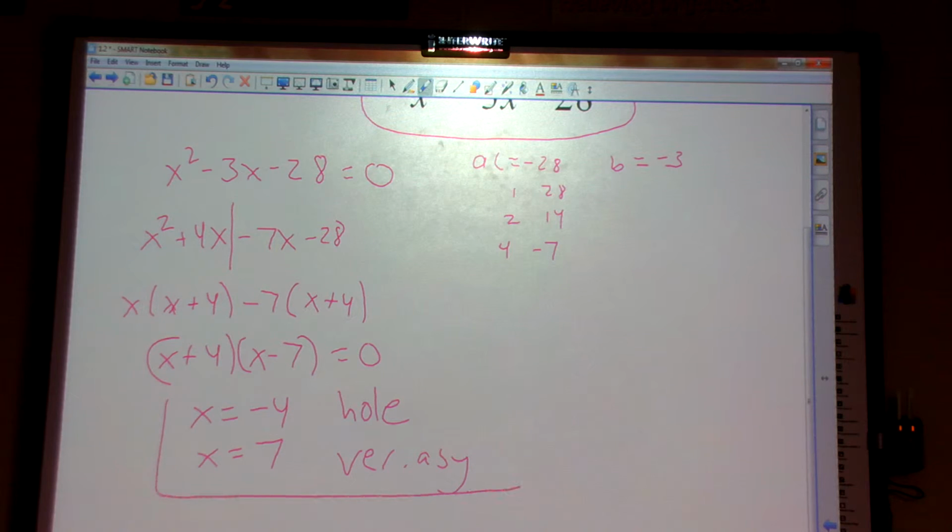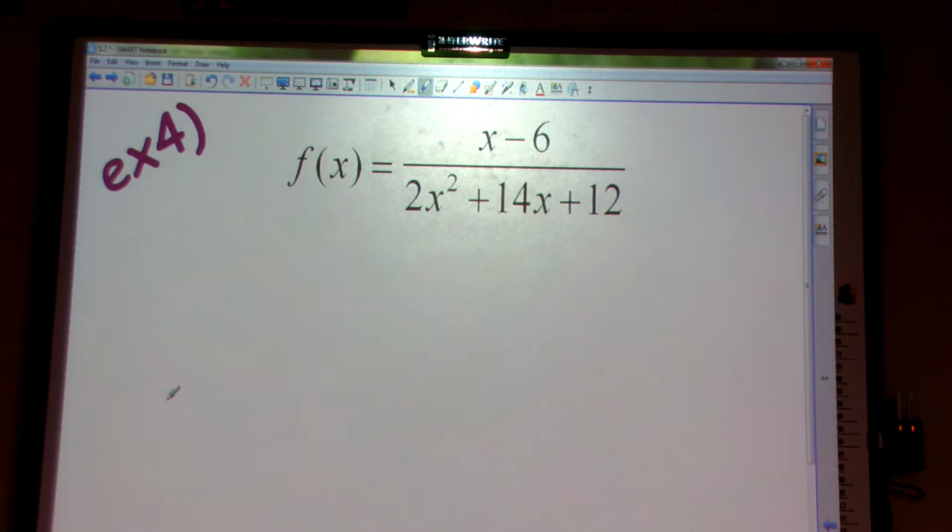There we go. It's that simple. You find when the bottom equals 0, and then you take those answers, plug them in the top. If you get 0, it's a hole. If you don't get 0, it's a vertical asymptote. Let's try another one.